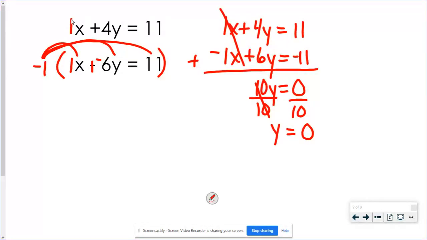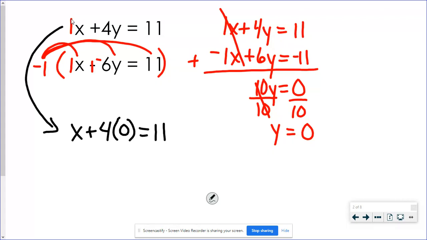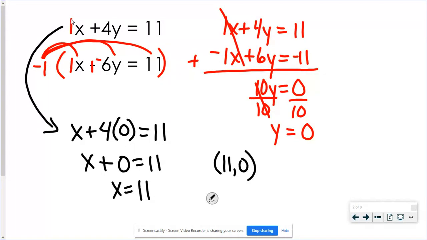I have to go back into one of the equations. I'm going to use the top equation. Let me just rewrite that down here. So instead of 1x, I'm just going to write x. The y was 0, remember. So 4 times 0, that's just 0. Oh, I didn't mean equals there. So I'll have x plus 0 equals 11. Well, adding 0 doesn't do anything. It means that the x is 11. So my ordered pair, x first and then y, would be 11 and 0.